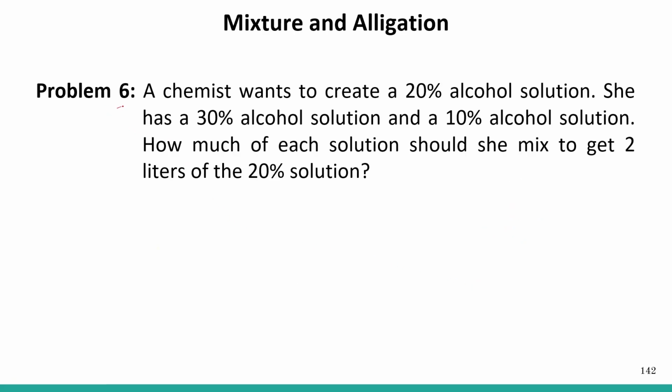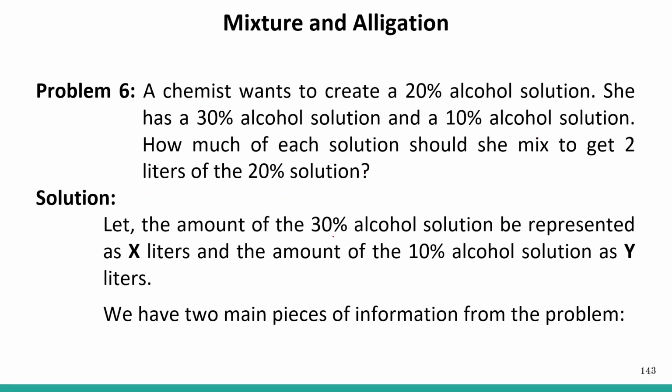Let's see problem number 6. So a chemist wants to create a 20% alcohol solution. So she has a 30% alcohol solution and a 10% alcohol solution. So how much of each solution should she mix to get 2 liters of 20% solution? Let the amount of 30% alcohol solution be represented as x liters and the amount of 10% alcohol solution as y liters. So we have two main pieces of information, right?